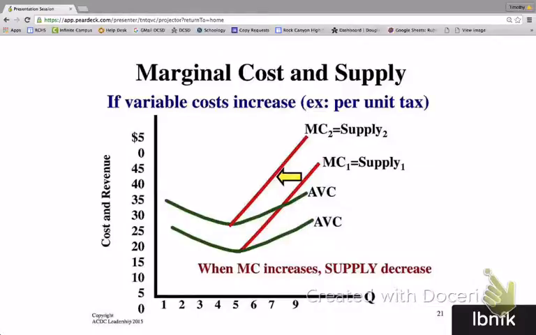And that will become the firm's new supply curve. It will also cause average variable cost to increase because it's a per unit tax and you pay it on each unit you produce. Therefore, that tax goes up the more you produce. So it creates a new average variable cost curve and it shifts the marginal cost curve to the left. And so it creates a new individual supply curve for the firm. So when marginal cost increases, supply decreases. We've seen that before.